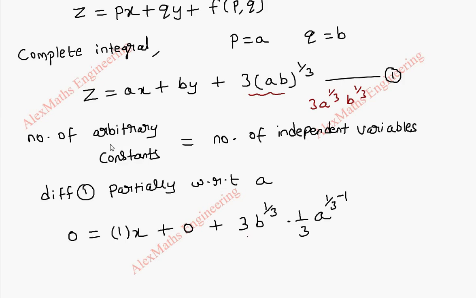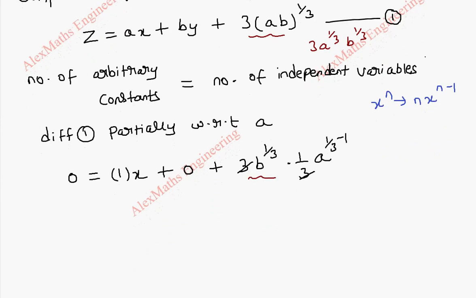So we keep the constants separately, differentiate the a using the formula x power n differentiation. X power n is n x power n minus 1. So here we can cancel this 3 and 3 and we can take this x to the other side. So minus x equal to b power 1 by 3 and 1 by 3 minus 1, after taking LCM, it is minus 2 by 3. So a power minus 2 by 3. So we keep this separately.